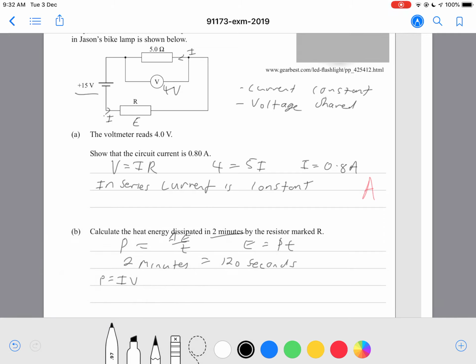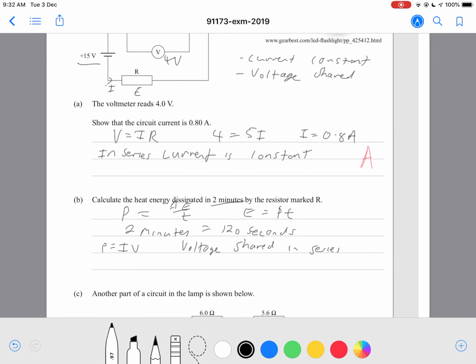So you can say voltage shared in series, hence the voltage across resistor R is 11 volts.